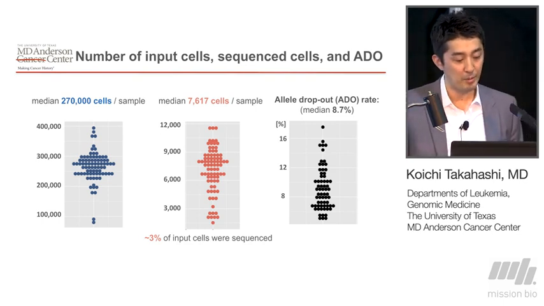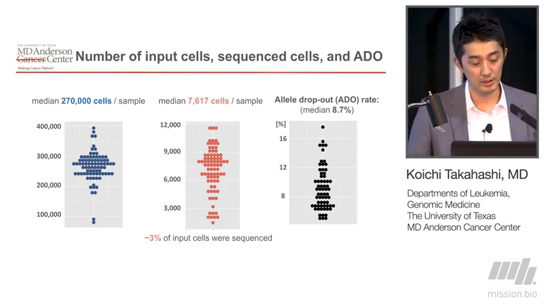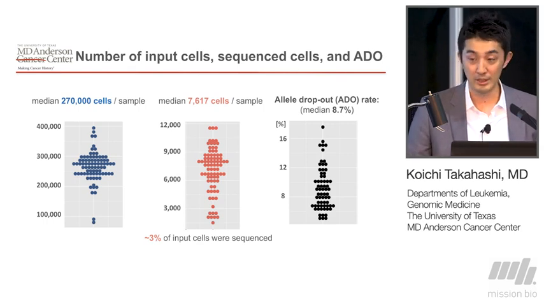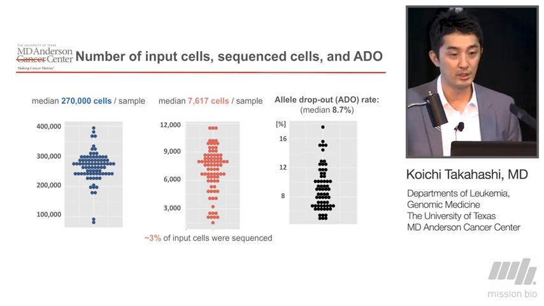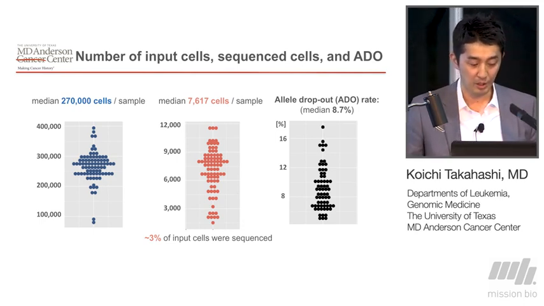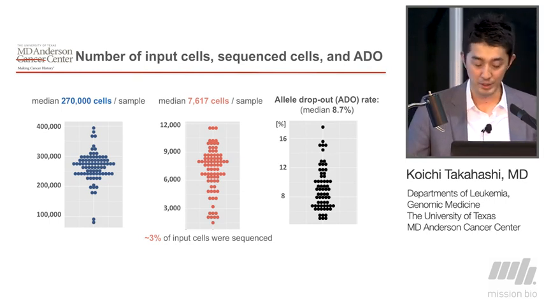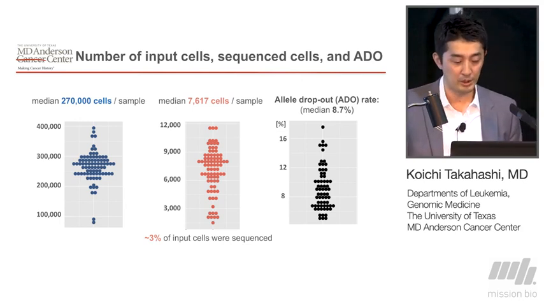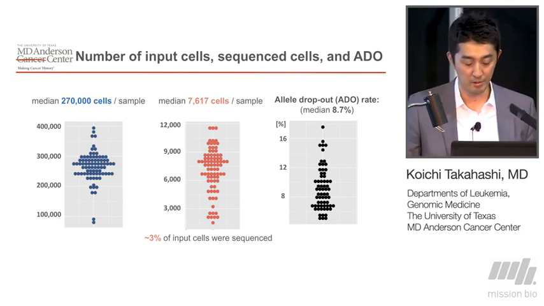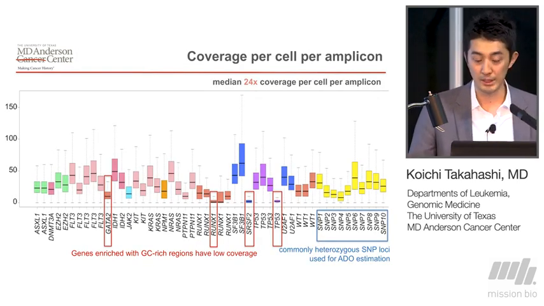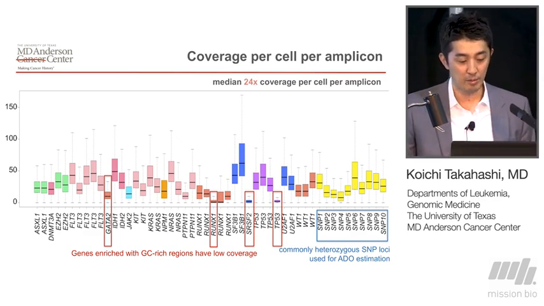We normally input about median 270,000 cells into the machine, and we only get 3% of them being sequenced. However, this still results in about median 7,000 to 8,000 cells being sequenced, which is pretty good for single cell DNA sequencing. And I'm pretty sure a company is working to improve this capture rate to 10% or 20%. Allele dropout that was estimated from the common SNP loci was about median 8.7%, but it never really exceeded 20%. And this is the per amplicon performance per cell, and we got about 24x coverage per amplicon.